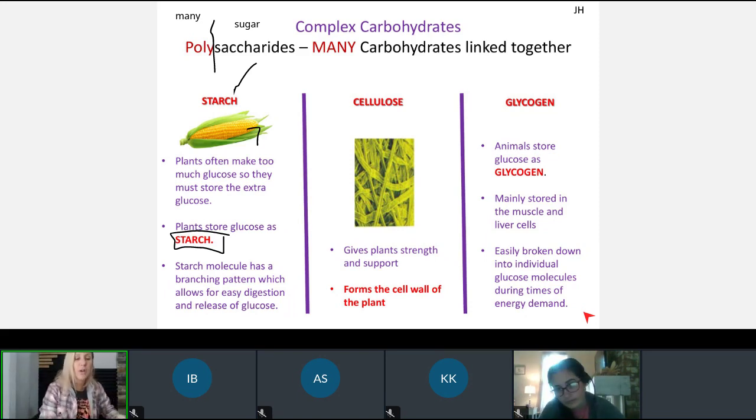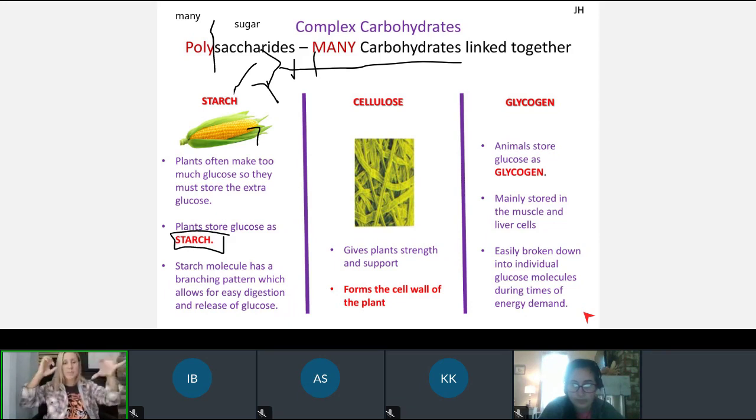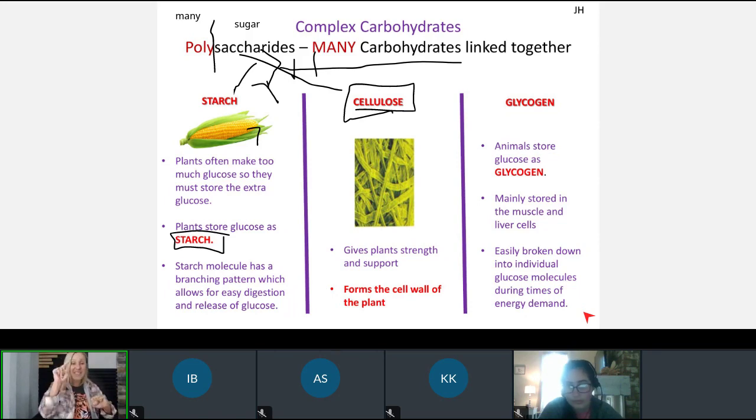A starch molecule has a branching pattern, so it would look like this. These complex carbohydrates have branches on them, just like a tree, long and complicated. Cellulose is another polysaccharide, and it is also in plants. It's what makes them strong. We're going to talk about cellulose a lot more this year, especially in the next unit, but all I want you to know right now is that cellulose is a polysaccharide.